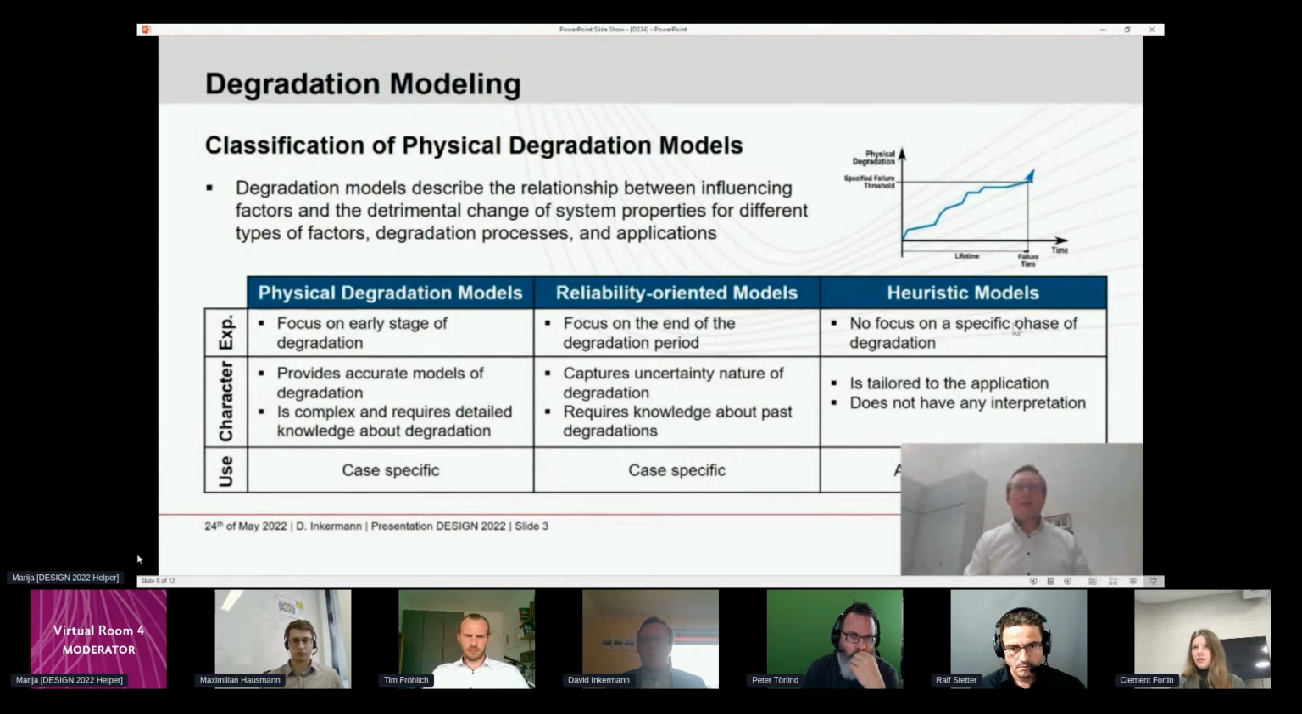With regard to the specific models, three basic types can be differentiated. On the one hand, there are physical degradation models that focus on the early stages of the degradation, while reliability-oriented models are more focusing on the end period of the degradation, and heuristic models that do not have a specific phase of the degradation in focus. The models used within this research are physical degradation models, and these models are used to predict the lifetime to be expected for a single component within a specific application.